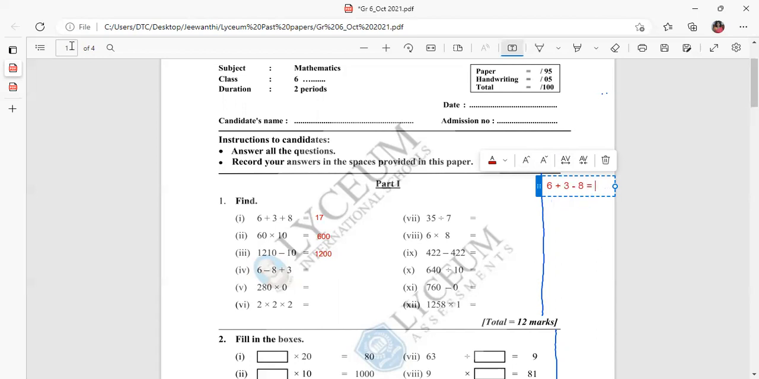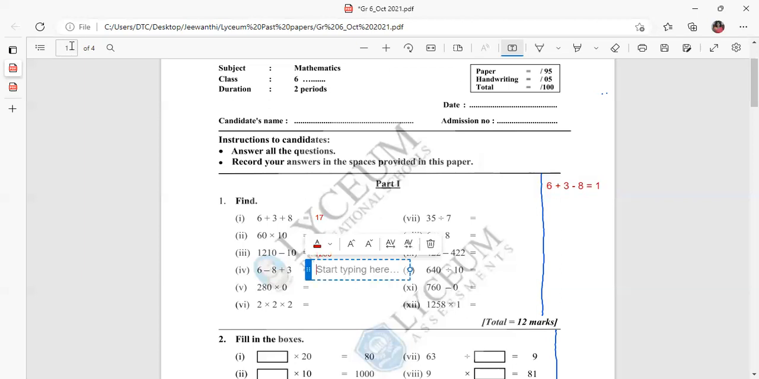So then 6 plus 3, 9. 9 minus 8. That 9 take away 8. It is 1. Then here you can write the answer 1. Right? So then your working is there. You can show it like that.